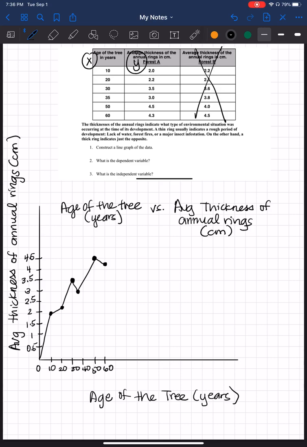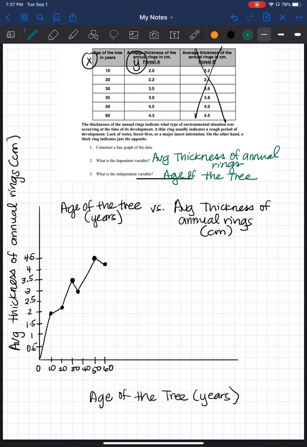Right? Same thing. It's going to ask you for dependent and independent variable. So dependent variable, what are we measuring? We are measuring average thickness of annual rings. And again, your clue here is because it's your y-axis. Right? And then independent variable is usually your x-axis, so that's going to be the age of the tree. Right? So what this experiment is doing is they're trying to measure how many rings are there in the tree if they are this age. Right? And that's what we're looking at.